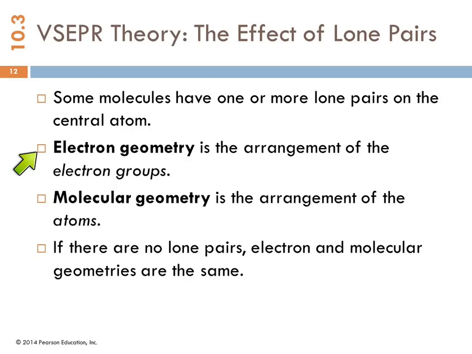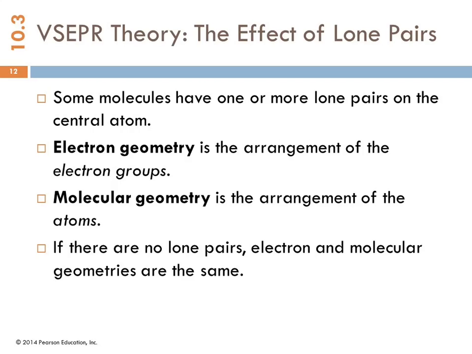The electron geometry is looking at the arrangement of the electron groups. We don't care if it's a lone pair or not, just how are the electron groups being arranged. And we just went over all the possible shapes for the electron groups. The molecular geometry only looks at the atoms. So if there's a lone pair, it doesn't have an atom at the end of it, and it's going to make a slightly different shape. If you don't have any lone pairs, the electron and molecular geometries are the same.